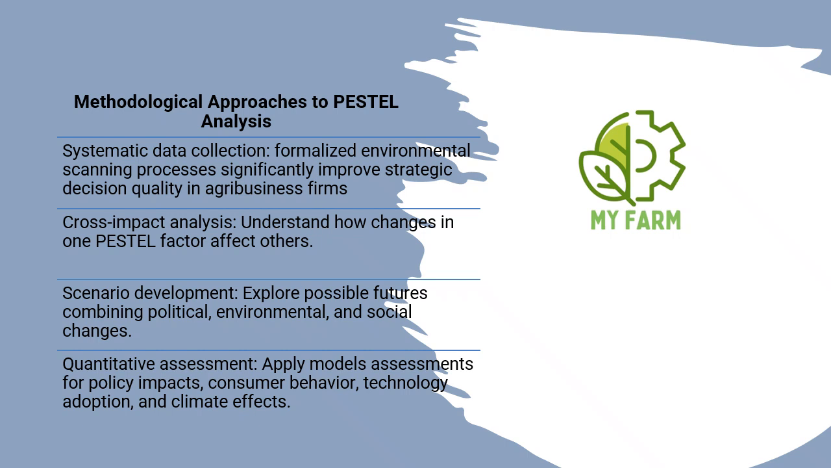For example, political decisions about carbon pricing affect economic costs, which influence technological adoption, which impacts environmental outcomes. These interconnections are crucial to understand. Scenario development explores possible futures by combining different assumptions about how political, environmental, and social changes might unfold. This helps agricultural businesses prepare for multiple possible futures rather than planning for a single expected outcome.